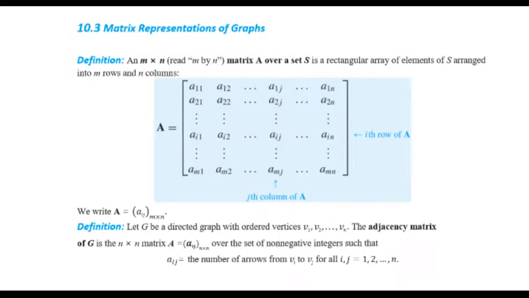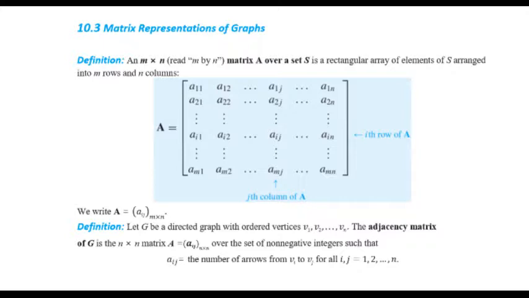Hello everyone, we continue chapter 10 by starting section 10.3, matrix representations of graphs. So far we have represented a graph either using graphical tools or using set roster notation and edge endpoint functions, but here we are going to represent a graph using a matrix called the adjacency matrix of that graph.